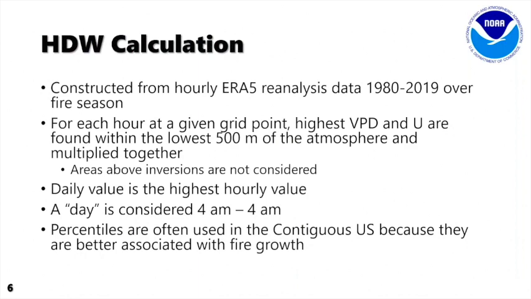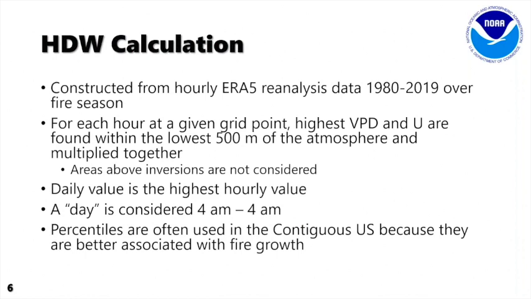Getting a little bit into the nuts and bolts of the calculation, I constructed hot, dry, windy for the state of Alaska from hourly ERA5 reanalysis data over the period of 1980 through 2019 for each fire season, which I defined as May 1st through September 30th. For each hour at a given grid point, I looked at the lowest 500 meters of the atmosphere, or 50 millibars, and found the highest vapor pressure deficit and the highest wind speed value below an inversion. Above an inversion is not going to really affect the fire and is thus ignored. These two highest values are multiplied together, and that makes your hourly hot, dry, windy value.